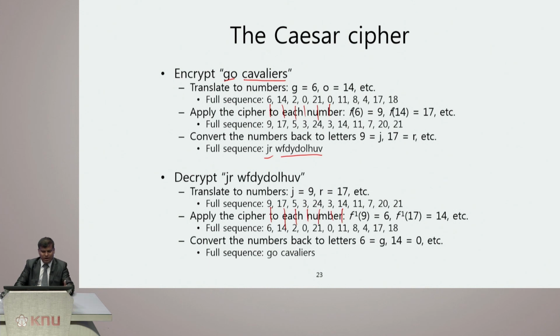So you are converting back and you are getting back the original number. 6 is equal to G and 14 is equal to O. So you are back to where you started. This is the decrypted message. So if you want to send a secret message, you just send this encrypted message to your friend, and once he gets the message, he can decrypt it by himself. You just give him the formula to decrypt it.